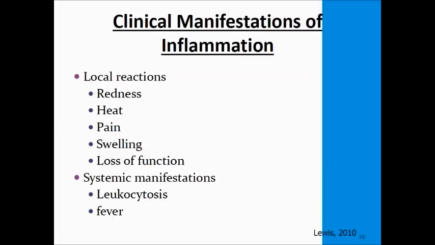Loss of function can be caused from the swelling and pain. So a systemic response to inflammation, you have the leukocytosis, the increased white blood cell count, malaise, nausea, anorexia, increased pulse and respiratory rate, and fever, indicating sepsis.